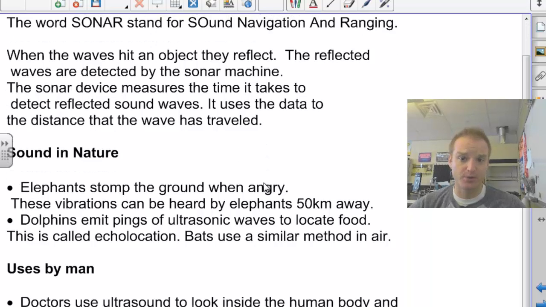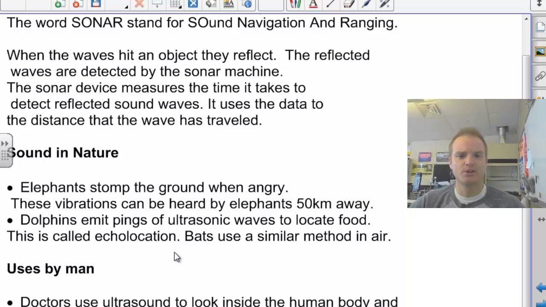So in nature, it's kind of where we got the idea for. This first one isn't necessarily echolocation where we're using reflected sound waves, but just sound waves in general that you can't necessarily hear. The elephant's not making noise with its throat. But elephants can stomp on the ground when they're angry, and these vibrations can be heard by elephants up to 50 kilometers away. And we're talking about very, very low vibrations. Think about when you did the hearing test in class, and what that lowest frequency you could hear. So I was around 35 or 40 hertz. These stomps are going to be somewhere around 15 to 20 hertz. So very, very low sounds, but other elephants can detect them and hear them, and know to come, that elephant's in danger.